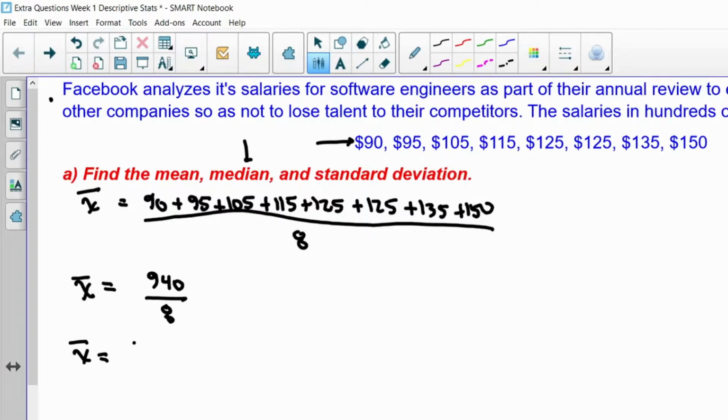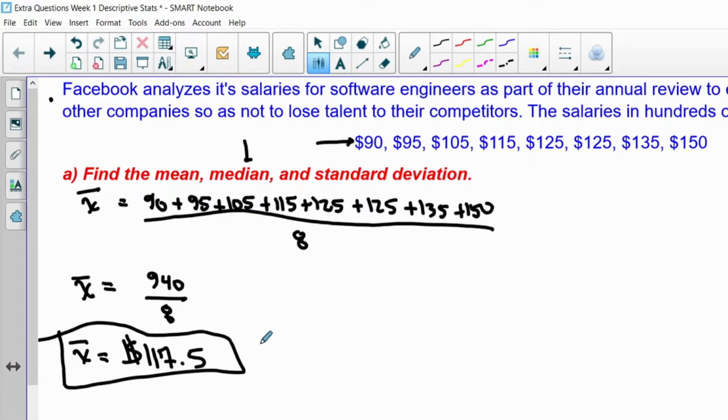We get 117.5. So now that I'm on my final step, it is important to add in the dollar sign. So that would be $117,500 if they were asking, but you can just leave it like that. There's the mean. Let's take a look at the median.